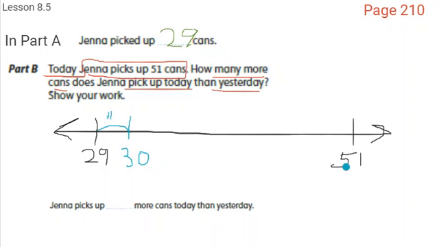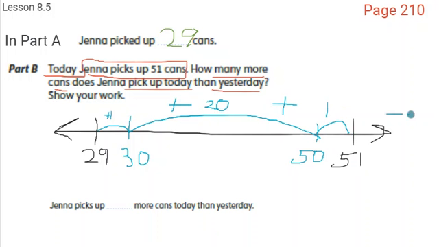So I have 3 tens and there are 5 tens. I need to add 2 tens, which is equal to 20. And that gives me 50. 50 to 51 is just another 1. So I add all this together. 1 and 1 make 2 ones, and then I have 2 tens, so 22. So Jenna picks up 22 more cans today than yesterday.